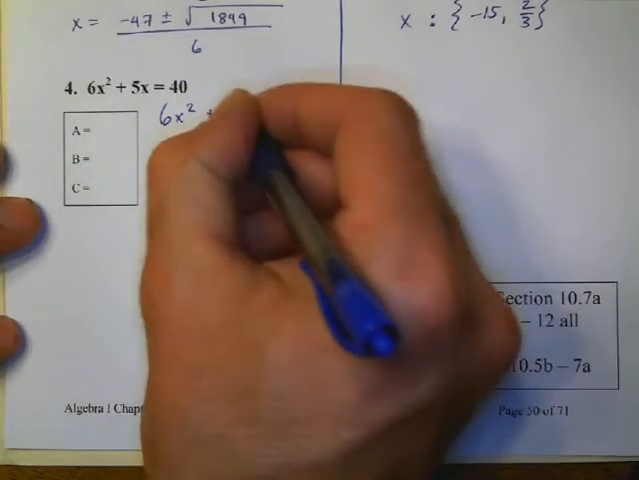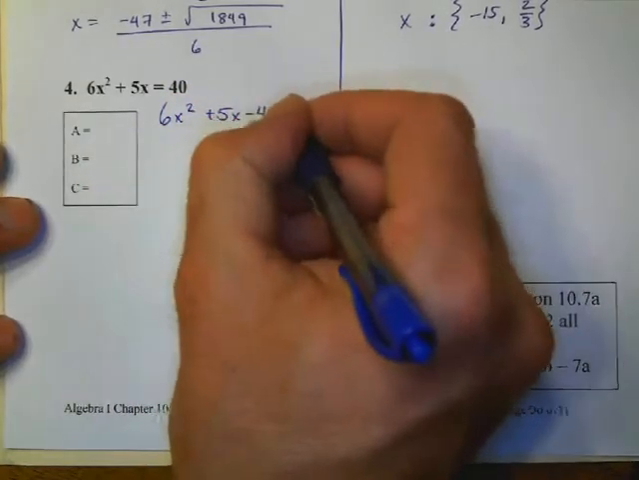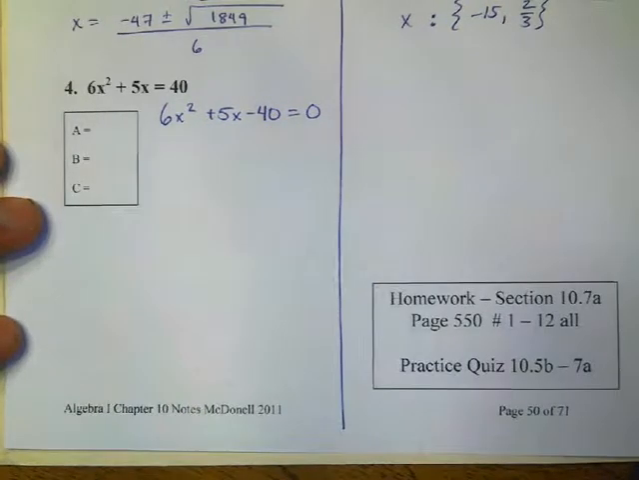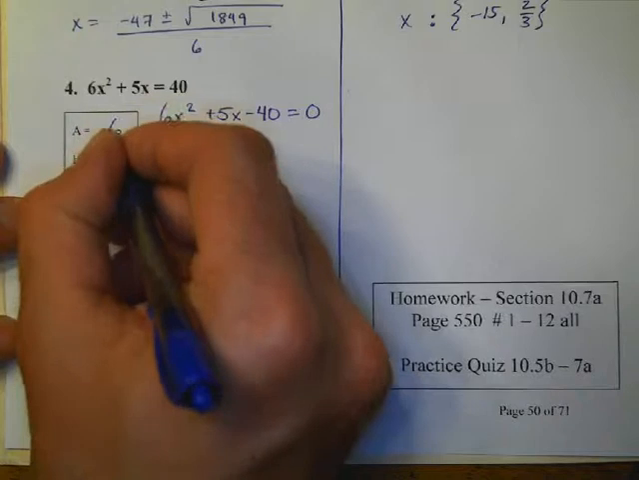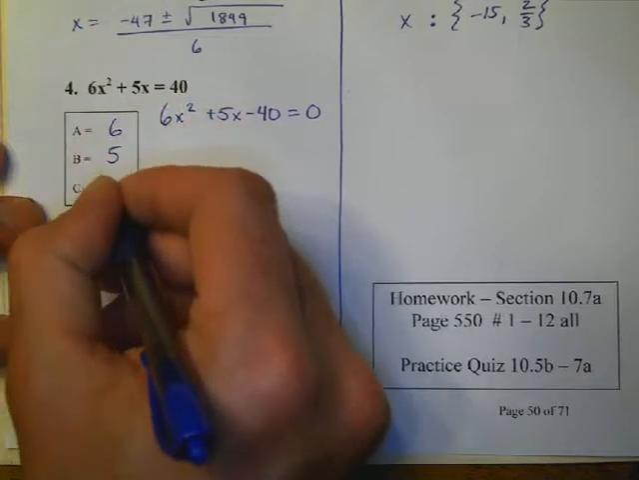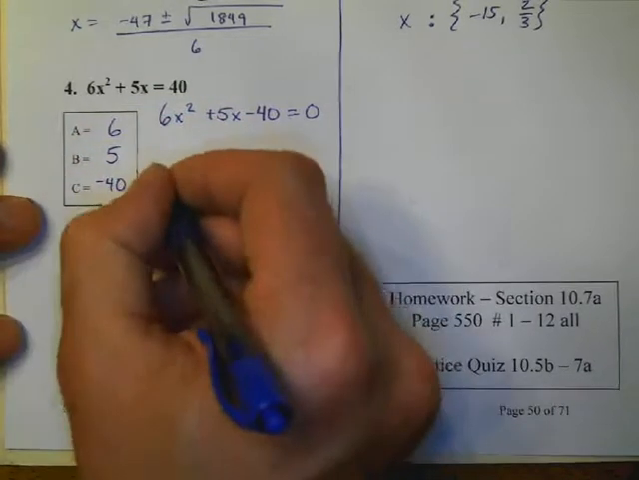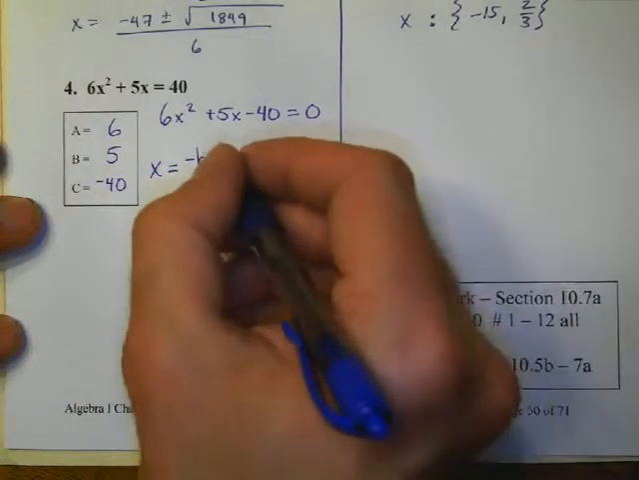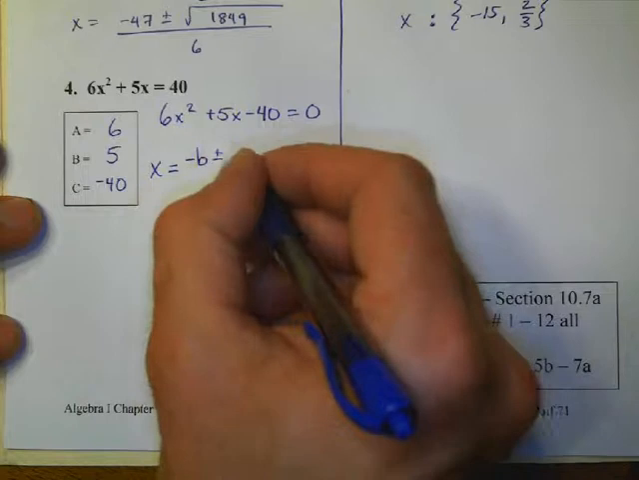As we look at our fourth problem in this section, we realize that the problem is not equal to 0. And so we have to start off by taking the problem and setting it equal to 0, remembering when the number changes sides, it changes signs. That means our a, b, and c values are now 6, 5, and negative 40.